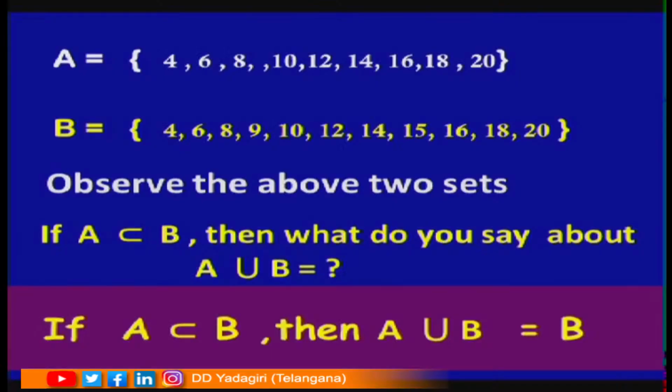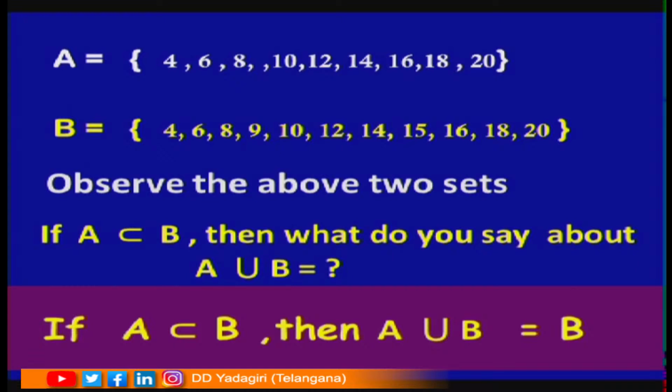A is the set {4, 6, 8, 10, 12, 14, 16, 18, 20}. B is the set {4, 6, 8, 9, 10, 12, 14, 15, 16, 18, 20}. These are the earlier sets we have discussed. Observe the above two sets. You know what is meant by a subset. A is a subset of B. Just recall what a subset is: all the elements which are in A are in B. So, what do you say about A union B?